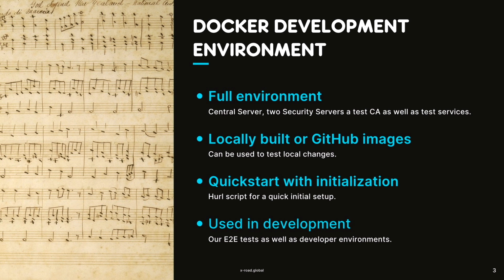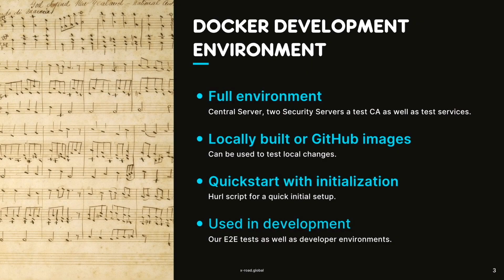So even if you aren't, for instance, using the environment with our Docker Compose file, you can still use the test CA from the GitHub container registry to actually get the test CA into your environment and utilize it for your own testing and development purposes.